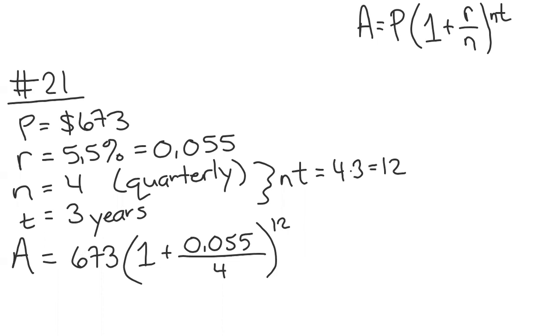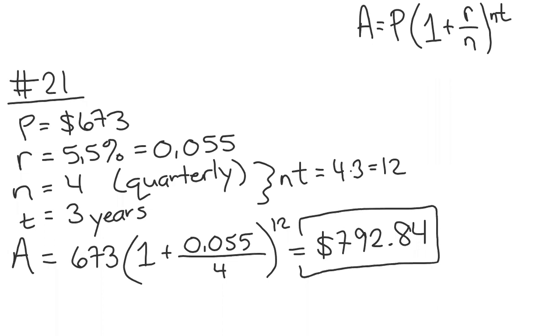So in the calculator, I would say 0.055 divided by 4, enter, plus 1, enter, raised to the power 12, enter, multiplied by 673. That gives me a value of, in dollars, $792 and 84 cents, which does match. Now, of course, calculators are capable of doing order of operations on their own for the most part, but I do like to walk through my own step by step.